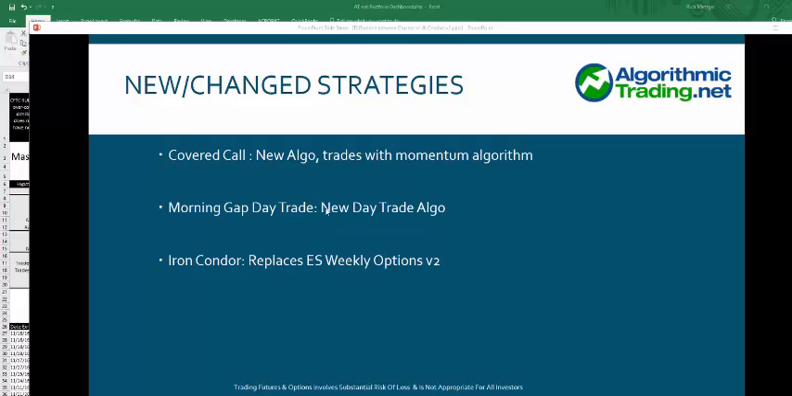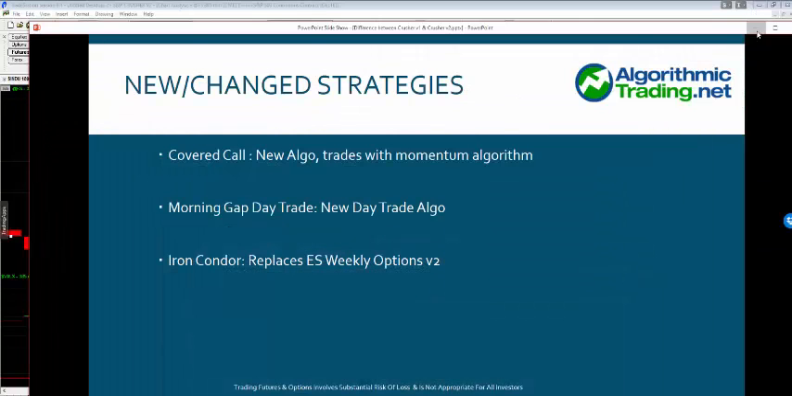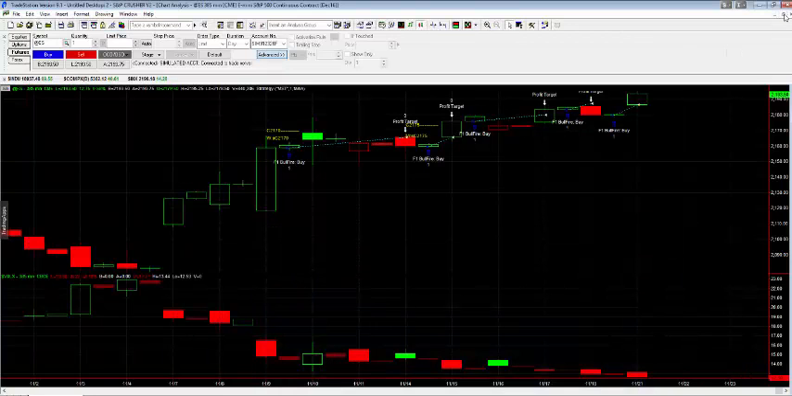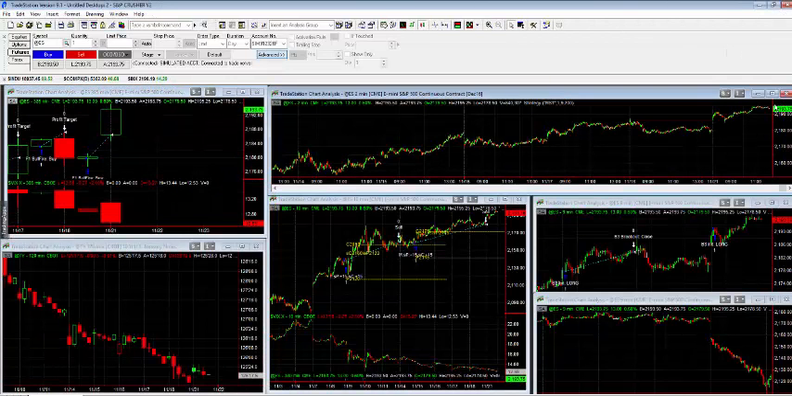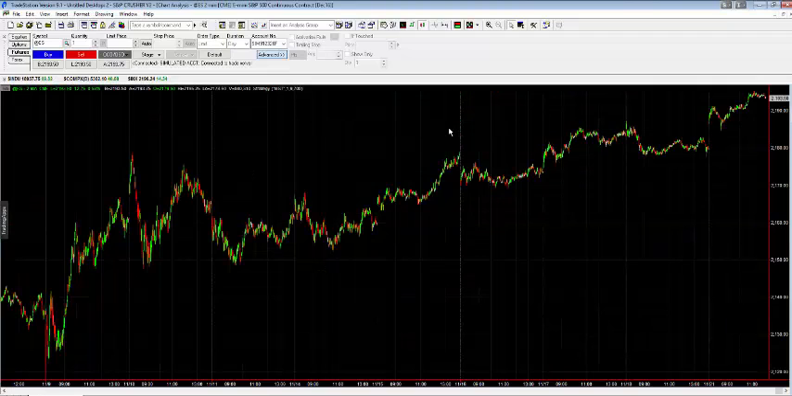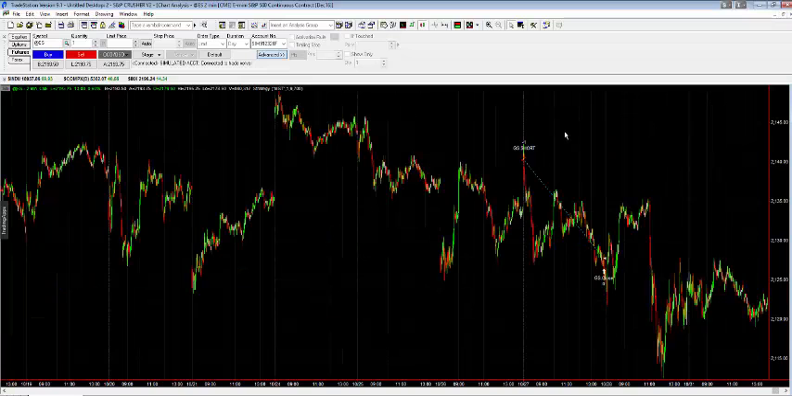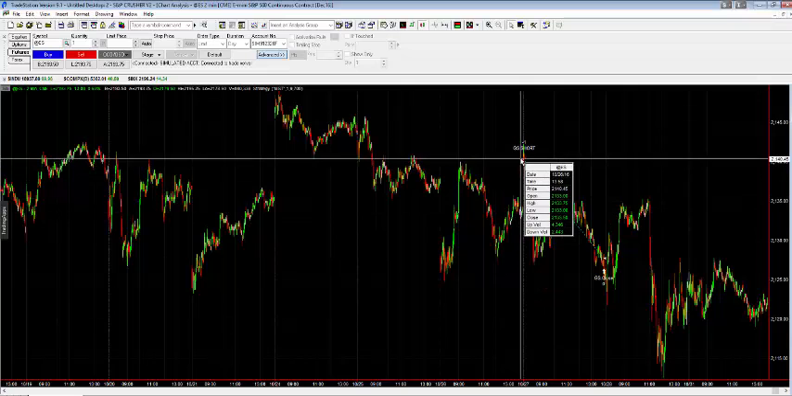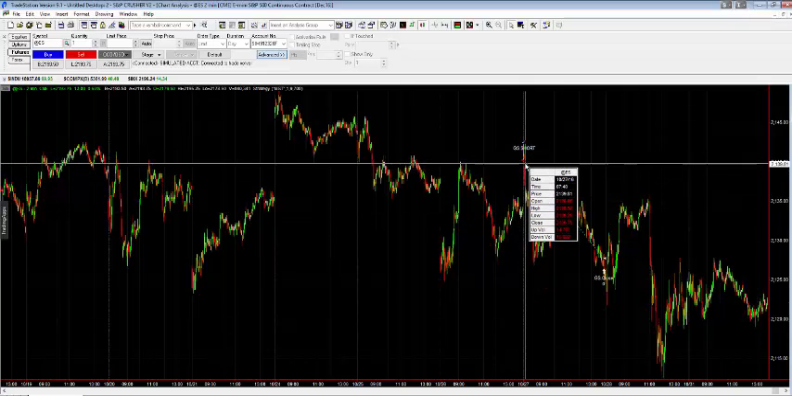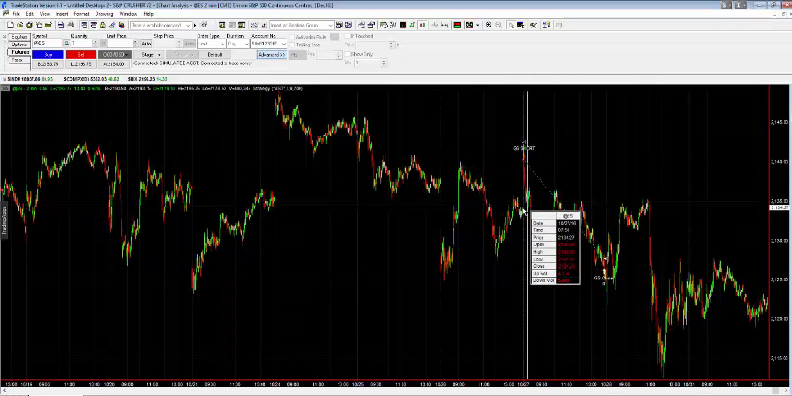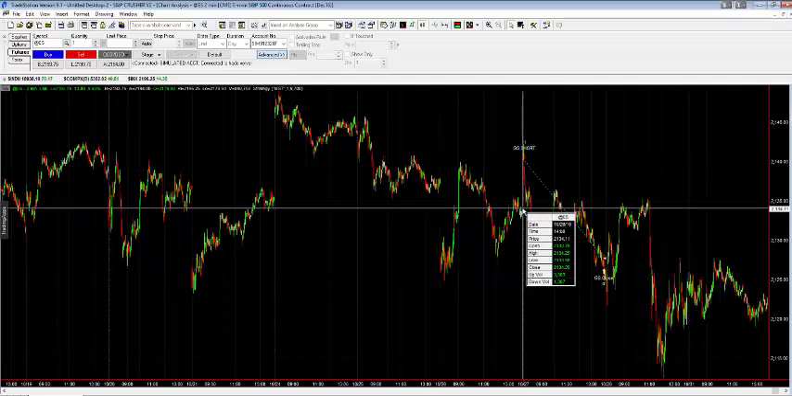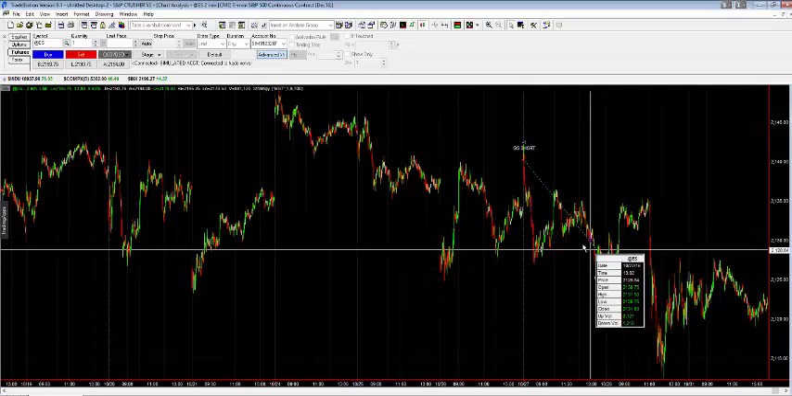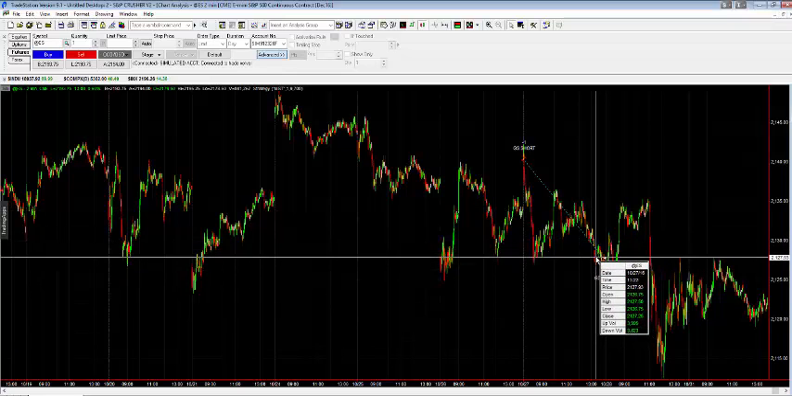The morning gap day trade is the other new algorithm that has been added, and I would like to show you that one now. I actually just did a big video on this algorithm, so I'm not going to go into a lot of the details. I recommend you watch the video on the morning gap algorithm. But basically what this one does is go short in the morning on strength. It's kind of a gap fade where we go short, but we're not filling the gap, so we don't get out when the gap is filled. We actually hold until either the target is hit or the stop is hit.